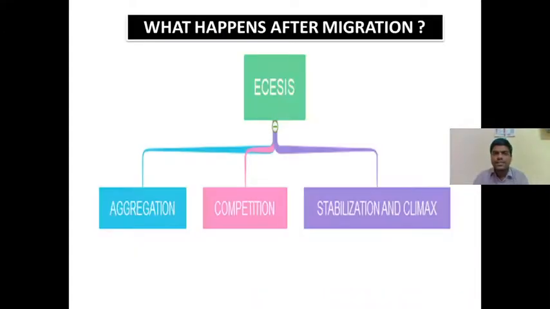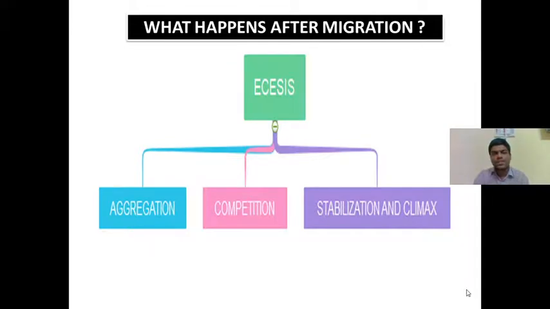Now, what happens exactly after migration? We will go in details about what exactly happens after migration. So now you all know that Ecesis is successful establishment of plant species from one location to another location, and basically the other location is having totally different climatic conditions from the original location, and this entire process is called as Ecesis.